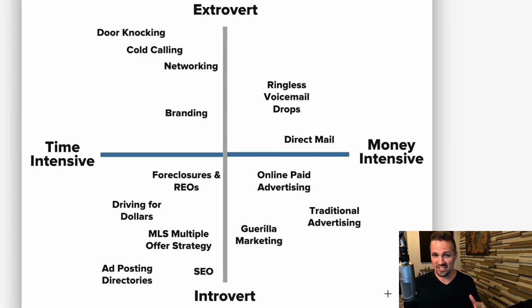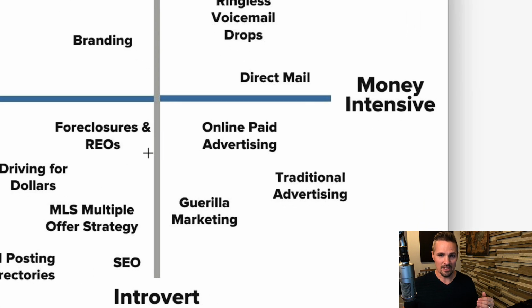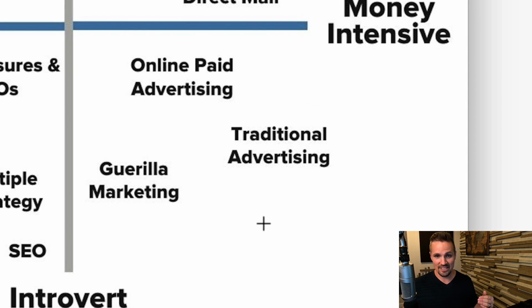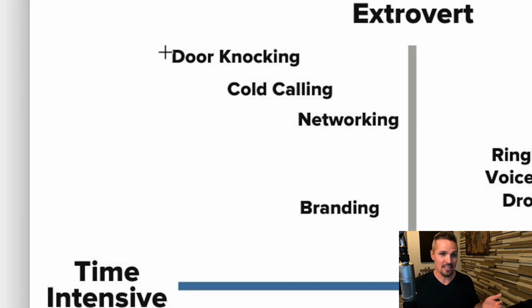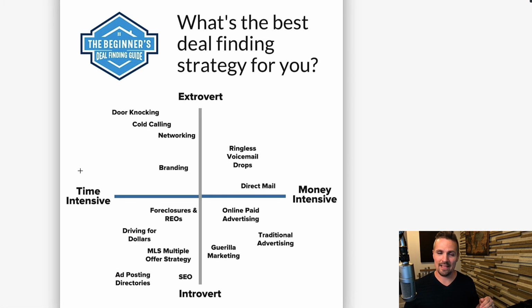But this chart just kind of shows if you're an introvert or an extrovert, and or if you're somebody who does have money or if you don't have money. These are where each one of those strategies fall on the spectrum. So if I'm somebody who does have money but I am an introvert, these ones down here are probably the ones that I would want to focus on. Or if I'm somebody who does not have money but I do have time, and if I am an extrovert, then these ones up here are probably more in line with my talents and natural skills. So anyway, this is something that I think you might find helpful.